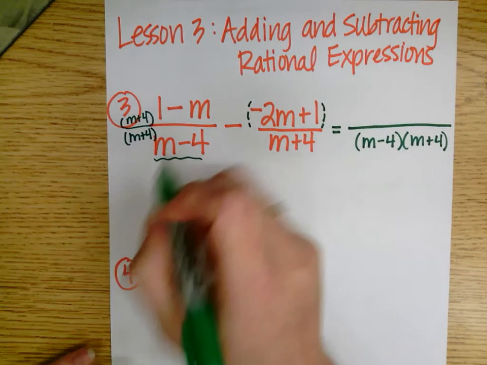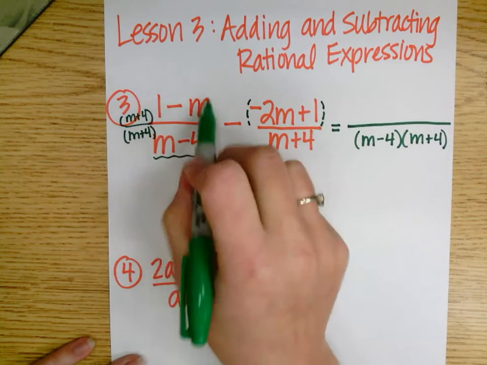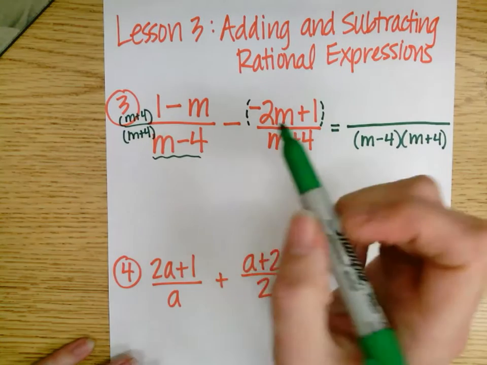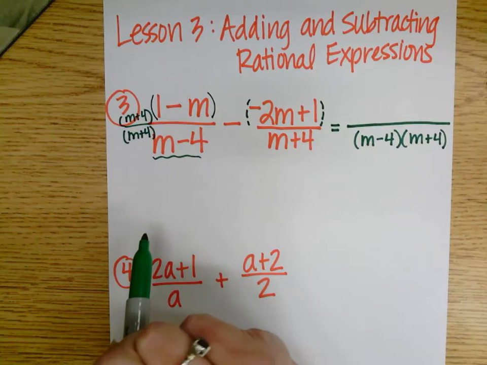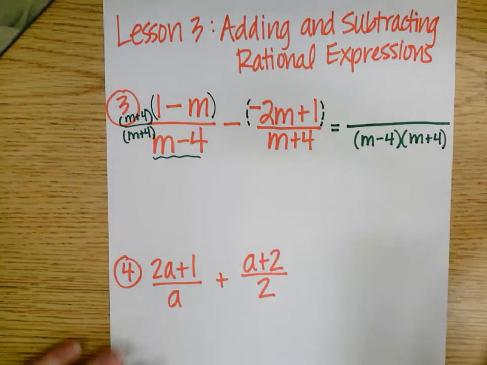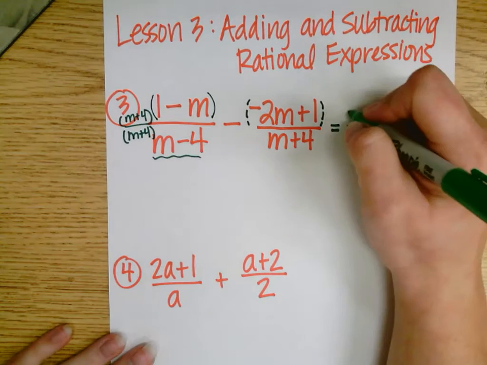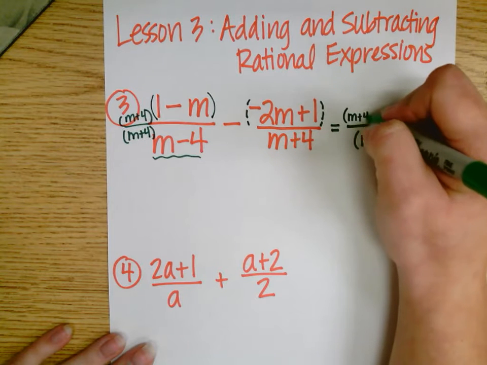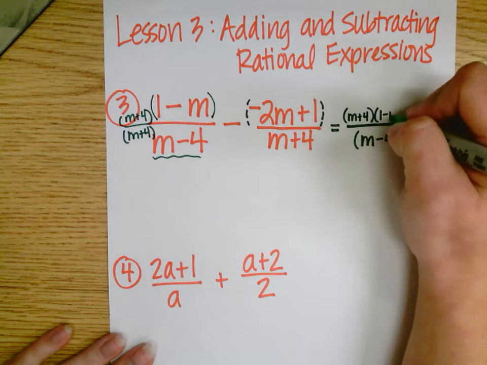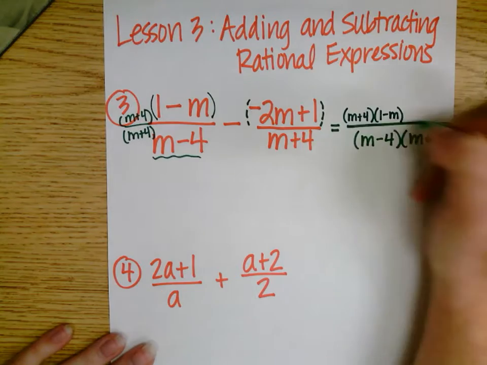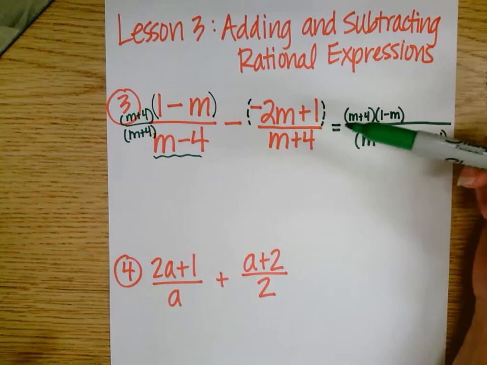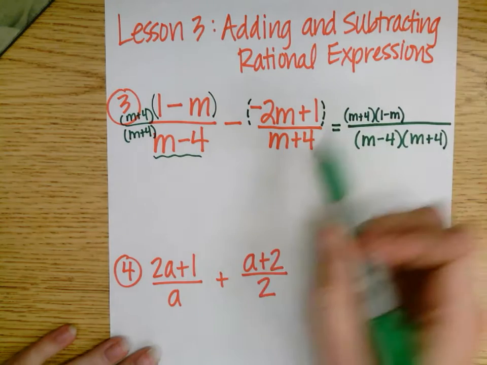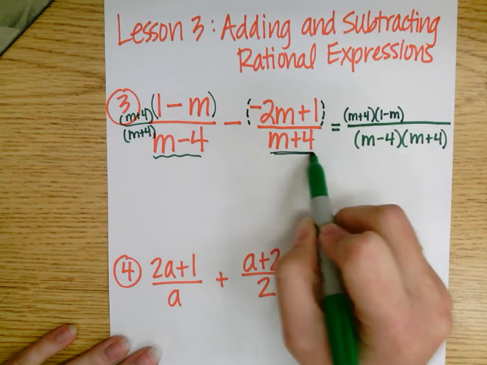Now, I do have some weird stuff going on here. You can clean this up if you really want to. We're probably going to end up multiplying these together, so I think it should work out in the end. We'll see. So I'm just going to set them right next to each other: m plus 4 times 1 minus m. Now I'm going to have a minus sign connecting, and probably another set of parentheses being multiplied, so I'll worry about that in a second.